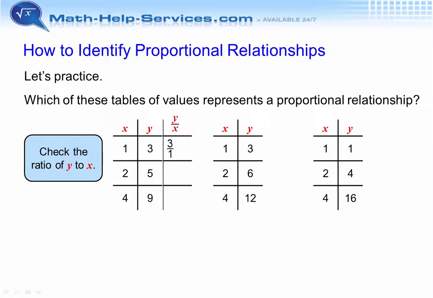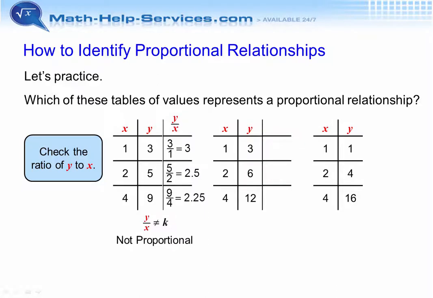First we have 3 to 1, that's 3. Then 5 to 2. Well, that's 2 and 5/10. Next we have 9 to 4. Well, that's 2 and 25/100. Notice since the ratios don't equal the same constant, it's not proportional.